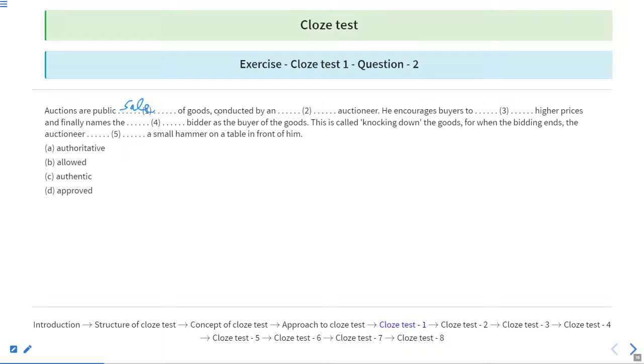But we have to find it in the context then. Auctions are public sale of goods conducted by an dash auctioneer. Is it authoritative? Is it allowed? Is it authentic? Or is it approved? So you can try to solve it and then we will look at the answer.